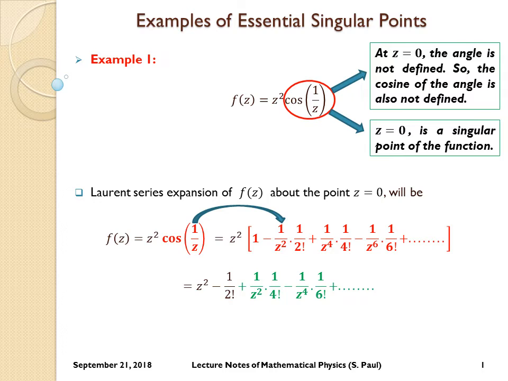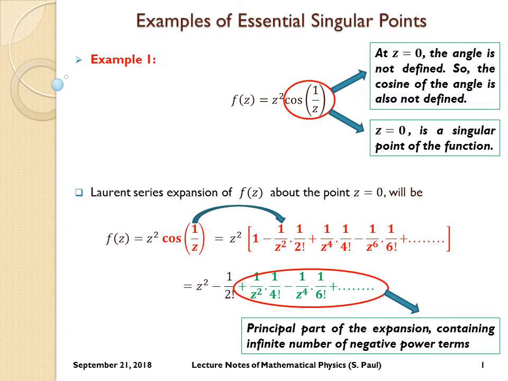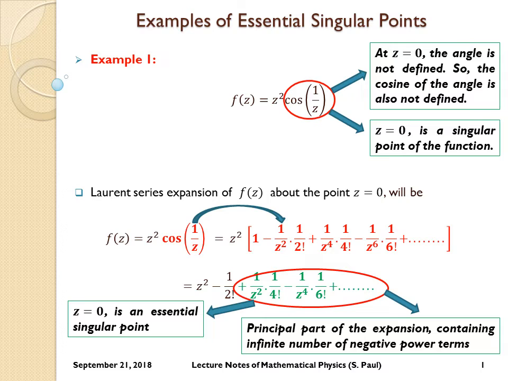As you can see, the Laurent series expansion contains only two positive power terms, and the principal part of the expansion contains an infinite number of negative power terms of z. Therefore, we can say that z equal to 0 is an essential singular point of the function, as the Laurent series expansion contains an infinite number of negative power terms in its principal part. So in this way, we can understand how z equal to 0 is an essential singular point of the given function.